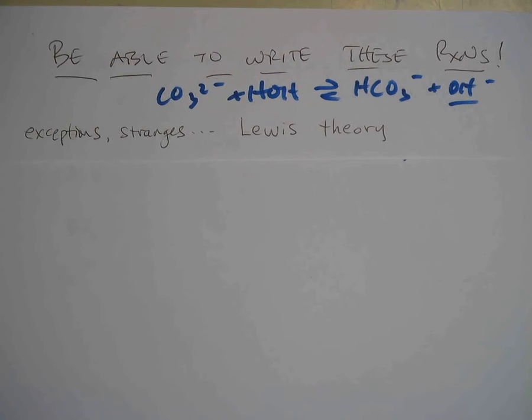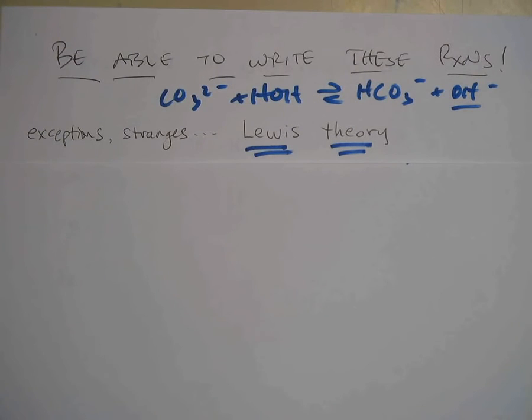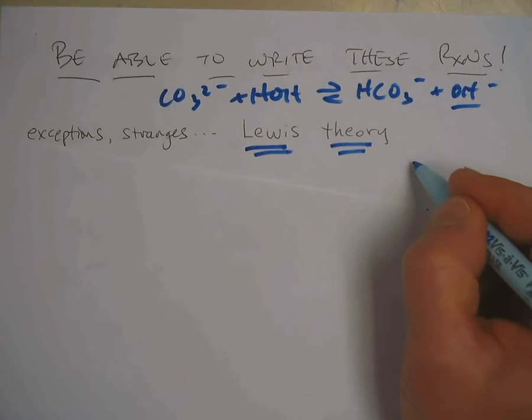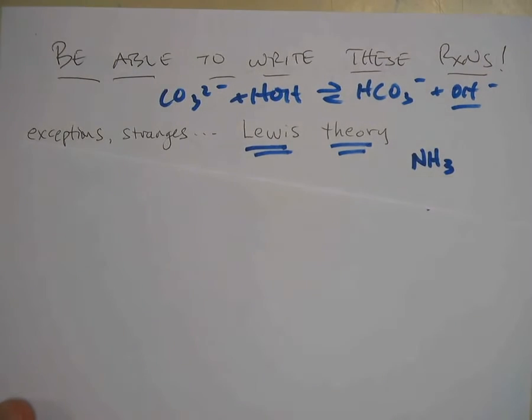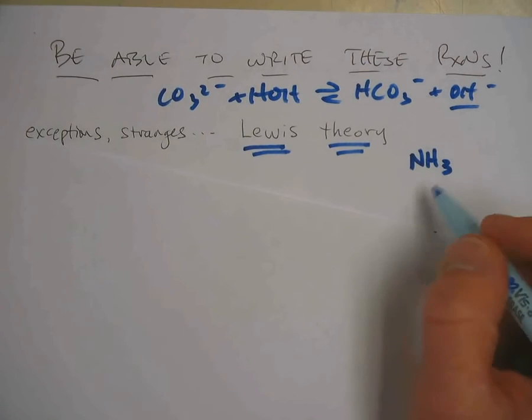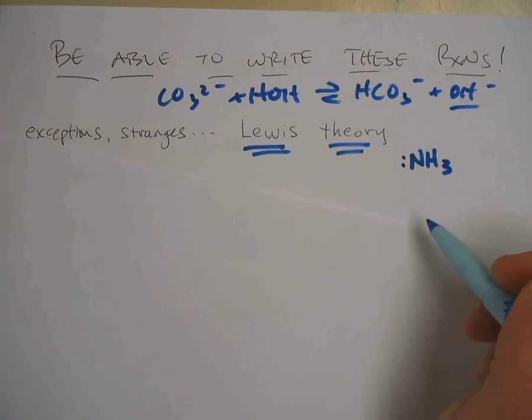Exceptions and strange cases are explained by something called Lewis theory. Scientists found that the definition of an H+ donor being an acid and an H+ acceptor being a base was not sufficient. And so G. N. Lewis came up with another definition of acids and bases, and it fits right along with the normal definition that we have, except that he talked in terms of electrons.